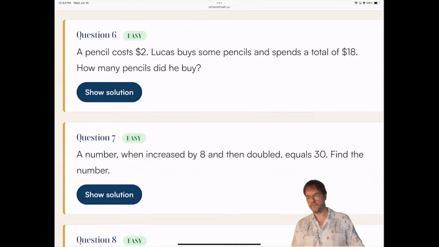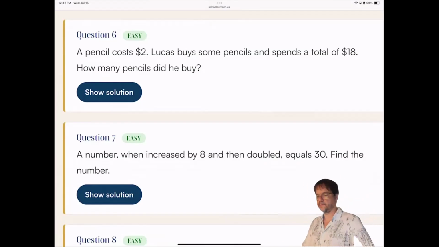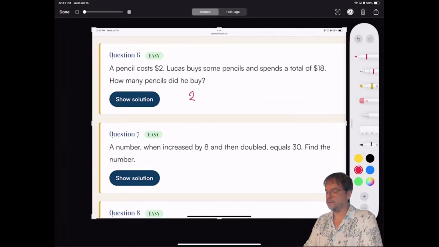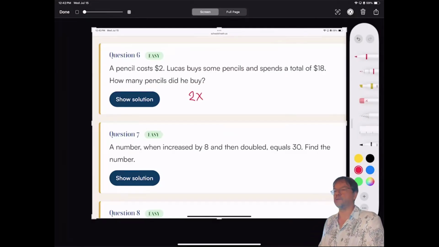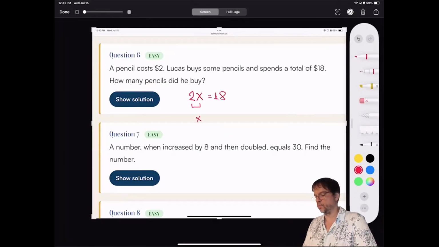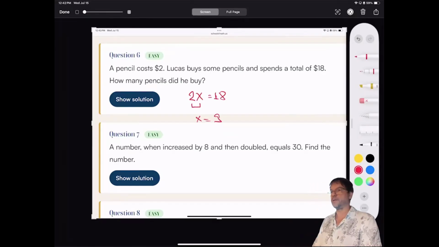X equals 9. We are doing the 6, right? A pencil costs 2. Lucas buys some pencils, I don't know how many. So 2 each, I don't know how many, so the total spent is 2x. Do you agree? And spends a total of 18. So the price of each one times the quantity of pencils is 18. As 2 is multiplying, you pass dividing. 18 divided by 2 is 9. Is what you said?